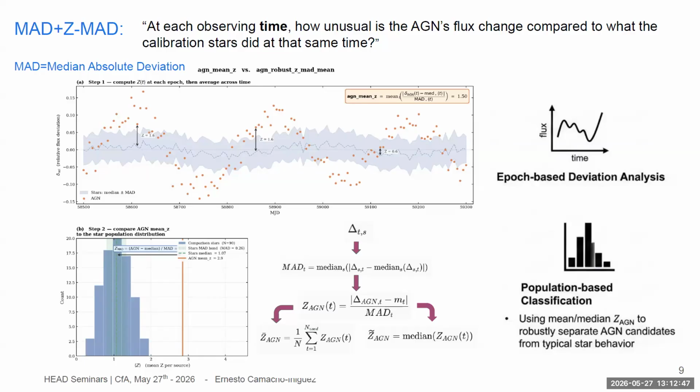So then, if we take all the epochs, we take averages and medians, we can say if the source is variable, if its light curve is variable or not. So that's the metric we are using.